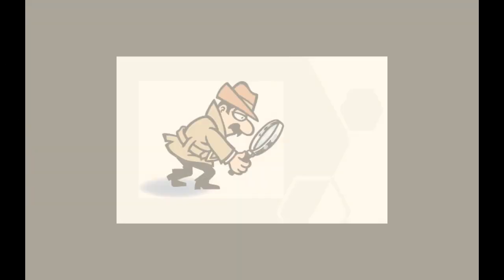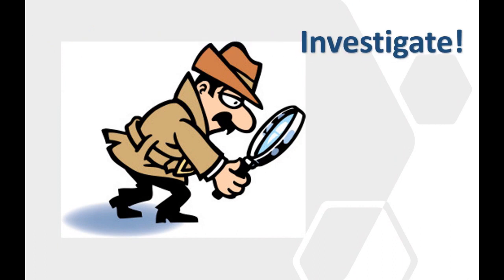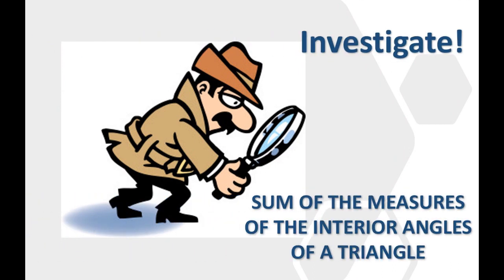Congratulations! You have determined the relationship between the exterior and the interior angle. Now, let us investigate the sum of the measures of the interior angles of a triangle. We have invited this investigator to work with us. Suppose we have this triangle with interior angles 1, 2, and 3. Yes, we can also name angles with numbers.